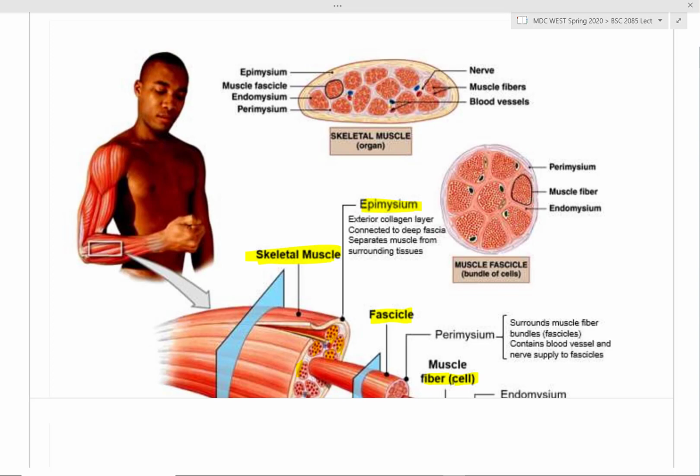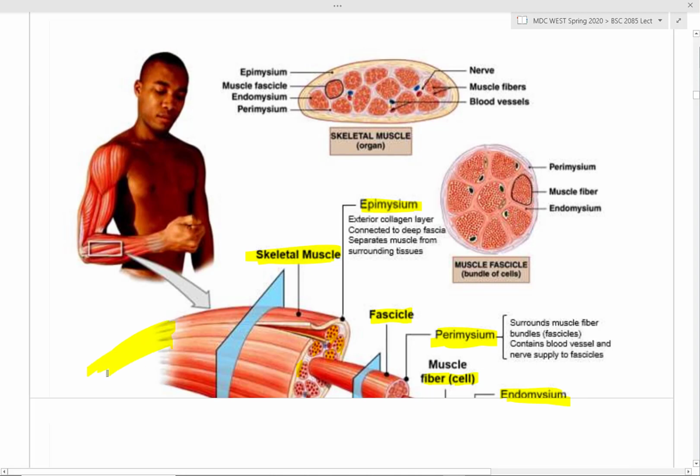The skeletal muscle. Now, what is covering the skeletal muscle? Epimysium. What is covering the fascicle? Perimysium. What is covering the fiber? Endomysium. So that is the outer covering. Let me go from inside to outside: the endo, the peri, and the epimysium all connect at the end here.